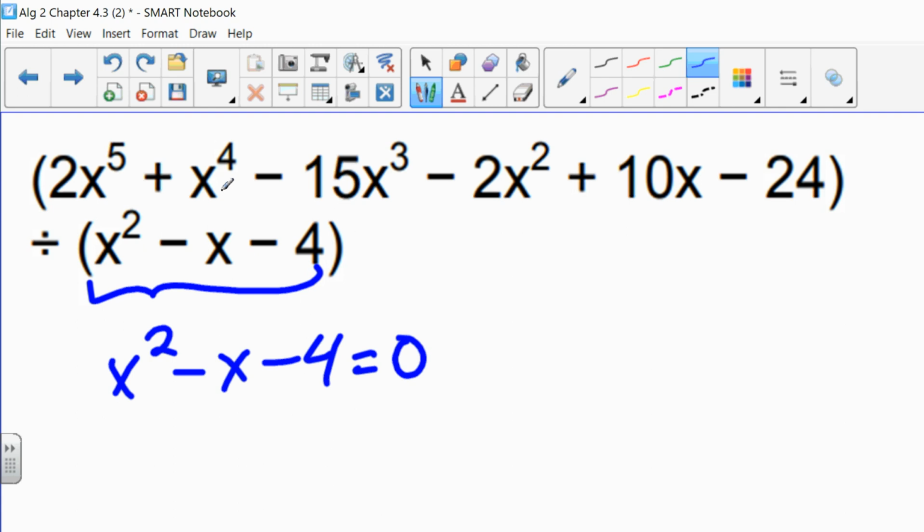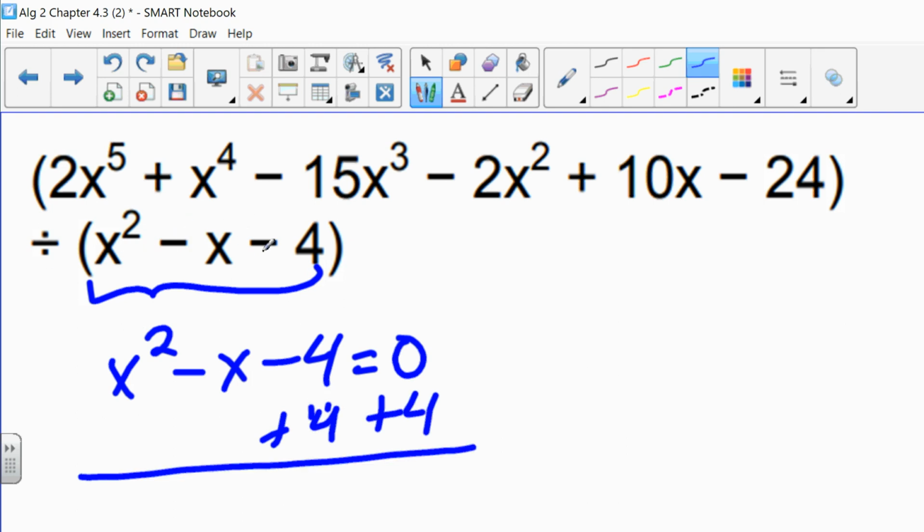So we want to get all the other terms besides x squared onto the other side. We can do that by first adding 4 to both sides, which will tell us x squared minus x is equal to 4. And then we can add x to both sides, which will tell us that x squared is equal to x plus 4.